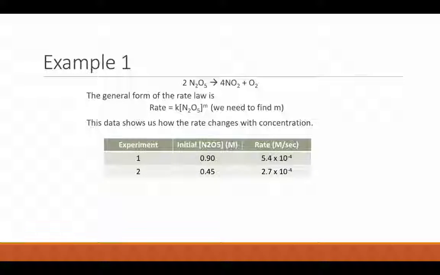Let's take a look at this data. We have a very simple set of data here with only two trials, just to simplify this example. You'll notice just by looking that we've halved the concentration of N2O5 between trial 1 and trial 2. Also by inspection, you can probably figure out that we've also halved the rate of the reaction. Therefore, we know that there's a proportional relationship between the concentration of N2O5 and the rate. When we halved N2O5, the rate was cut in half. This means that the value of m is 1. This reaction is first order in N2O5 since the concentration of reactant is directly proportional to the rate.